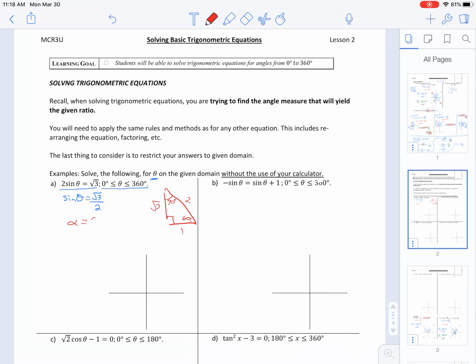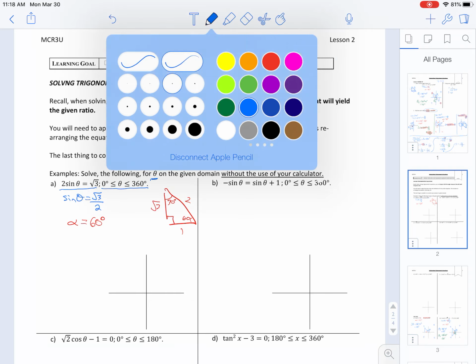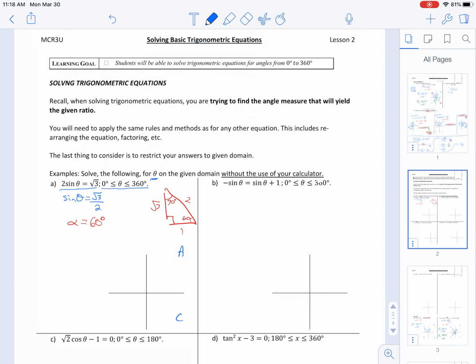This is 1, root 3, and 2. It's going to be 60 for sine. So alpha gives me 60. And using the CAST rule, I've got sine as being positive. So this is a positive root 3 over 2. So that means I'm here and I'm here.